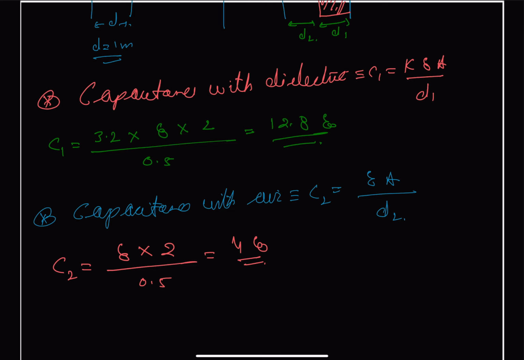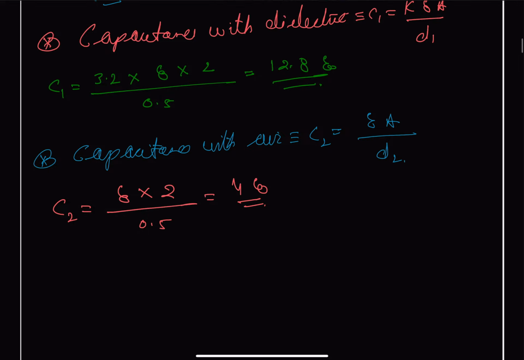And both capacitors C1 and C2 are connected in series. So we can say the equivalent capacitance: 1 upon C equivalent is equal to 1 upon C1 plus 1 upon C2.